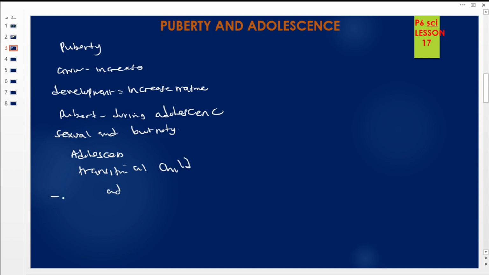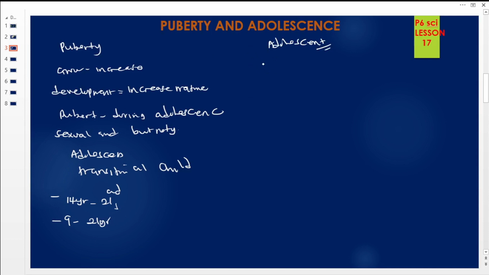Adolescence in boys starts from the age of 14 and ends at the age of 21. Then in girls, it starts from 9 years to 21 years. The people who are going through adolescence, we call them the adolescents.